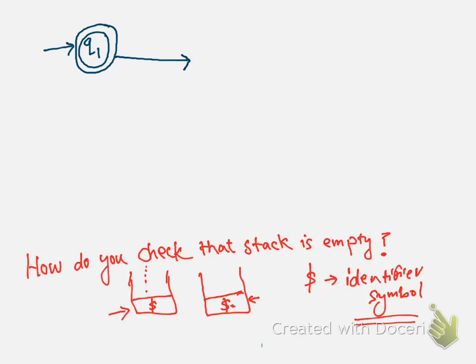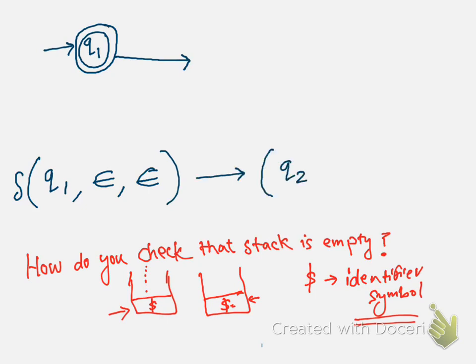So how do I write it? Without seeing anything on my input tape, the transition for this is: I am currently at my state Q1. Without seeing anything on my input tape means an epsilon there, and again without seeing anything on the stack, I am not concerned with what is at the top of this stack. I move to a new state and I push the symbol dollar here.